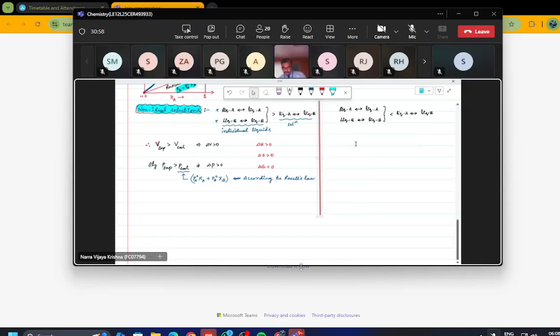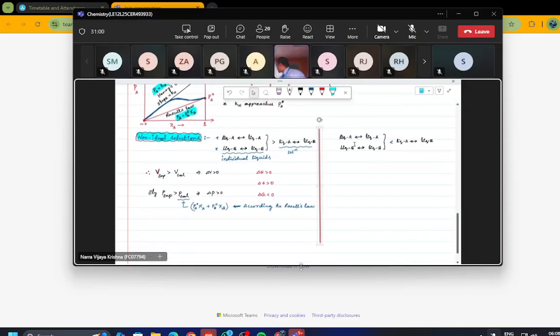Is it a straight line or not? It looks like a straight line only, yeah? Right. Now what about here, sir? Therefore, what about delta V, delta P, delta H, delta S, delta G?